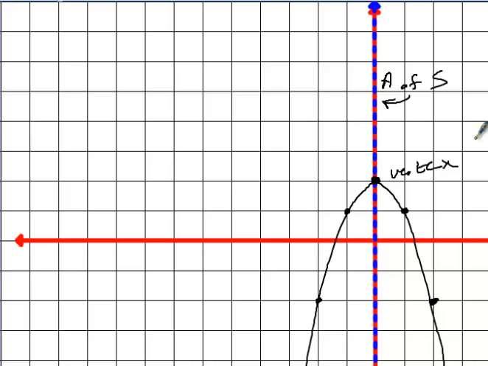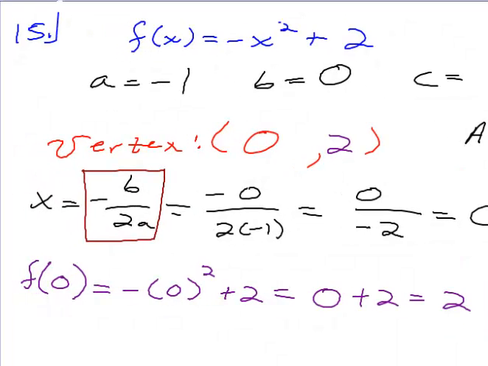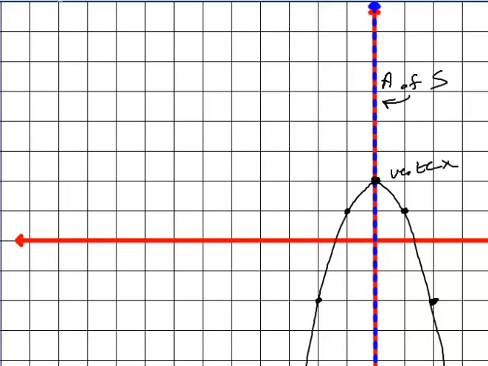Again, these are worth 10 points. 7 points for this work: 1 point for the vertex, 1 point for the axis of symmetry, 5 points for the table. The graph itself is worth 3 points: 1 point for the axis of symmetry, 1 point for labels, 1 point for the picture. Everybody all right?